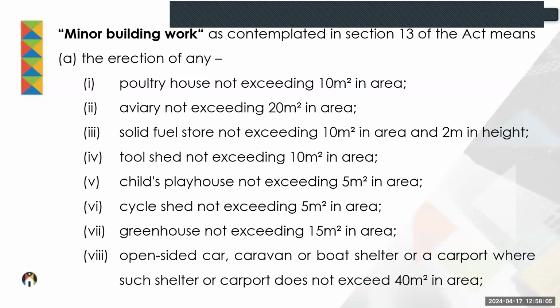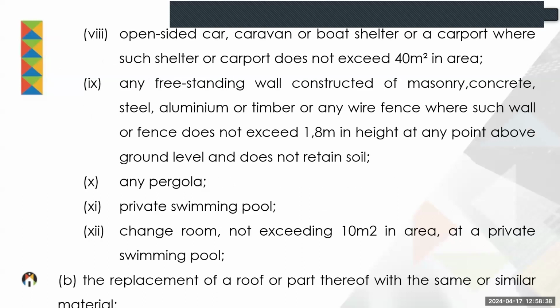So if you've got a doll's house and the thing is 15 square meters, an old Wendy house, for instance, you need plans. A cycle shed not exceeding 5 square meters, a greenhouse not exceeding 15 square meters, an open-sided car, caravan or boat shelter or a carport where such shelter or carport does not exceed 40 square meters in area. But don't get excited now and say, oh, I can do a carport and I only have to get permission from the local authority to do so, because there's something else that's coming up later on.